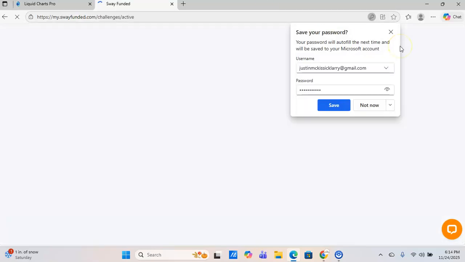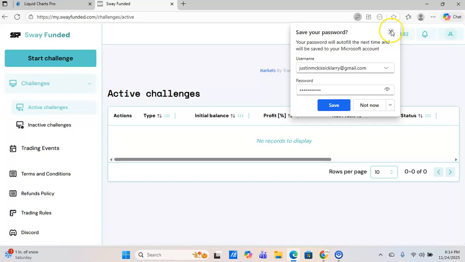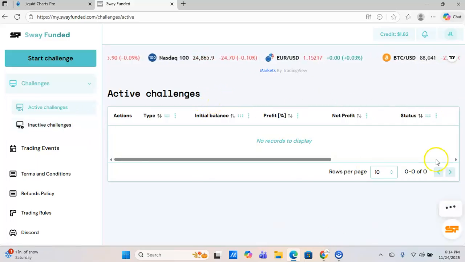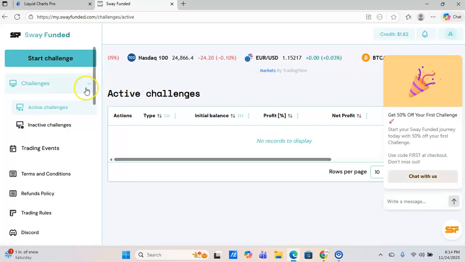And let me show you what they offer. So imagine I'm trading this same trading strategy. And this company gives you the opportunity to make money with them. If you could prove to them that you can make money trading the same strategy with them, they'll give you an opportunity. Now look, Liquid Charts Pro, right?